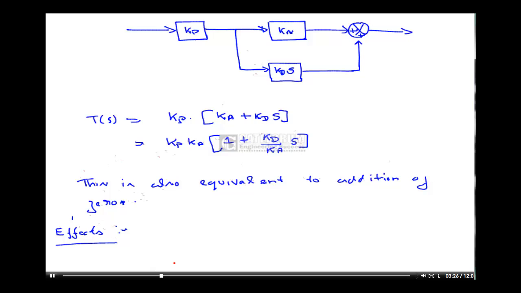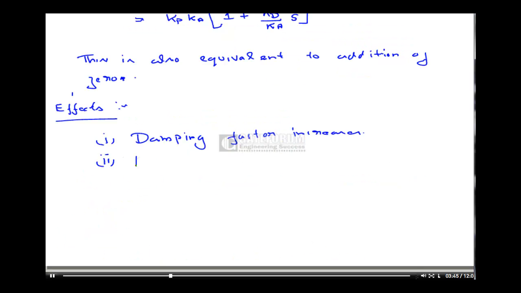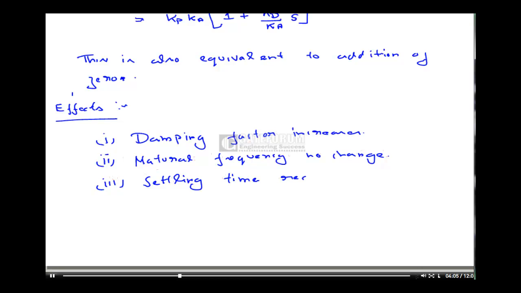Effects. The first one is damping factor increases. Natural frequency, no change. Settling time reduces. Okay, so these are the effects which are due to proportional plus derivative controller.